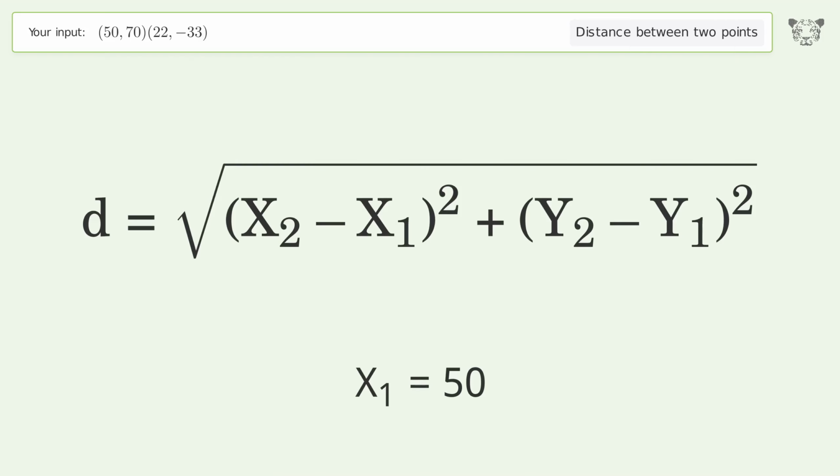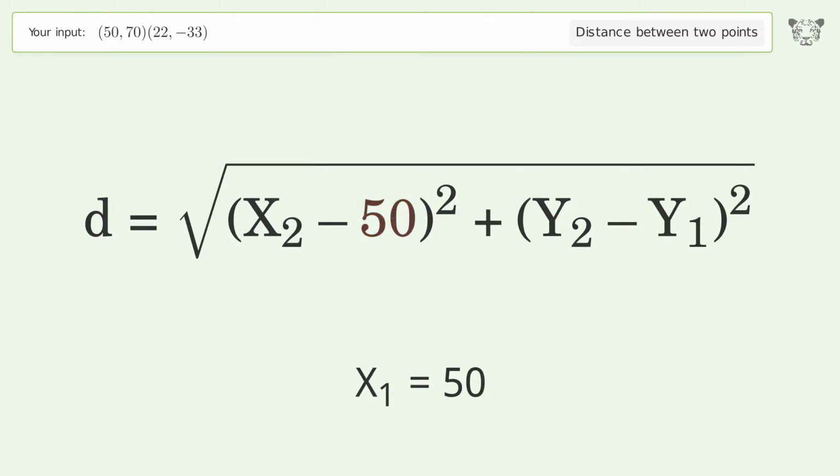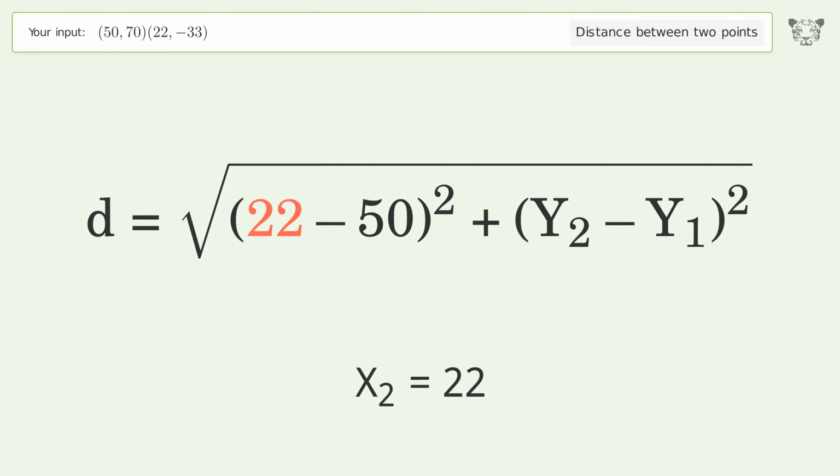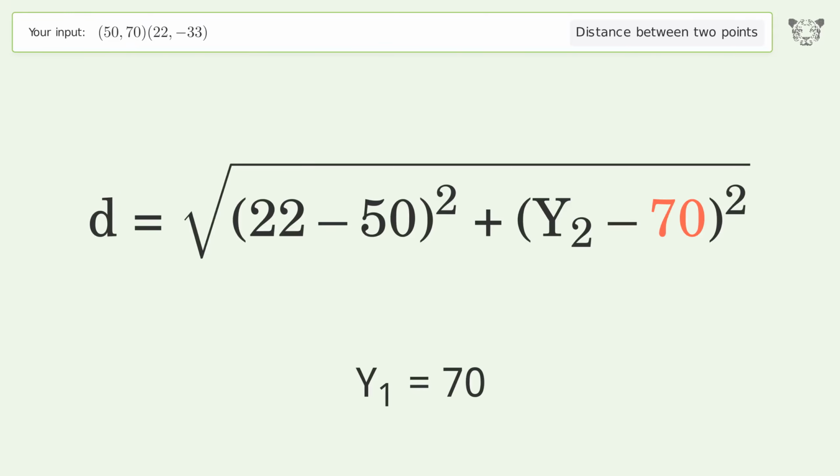x1 equals 50. x2 equals 22. y1 equals 70. y2 equals negative 33.